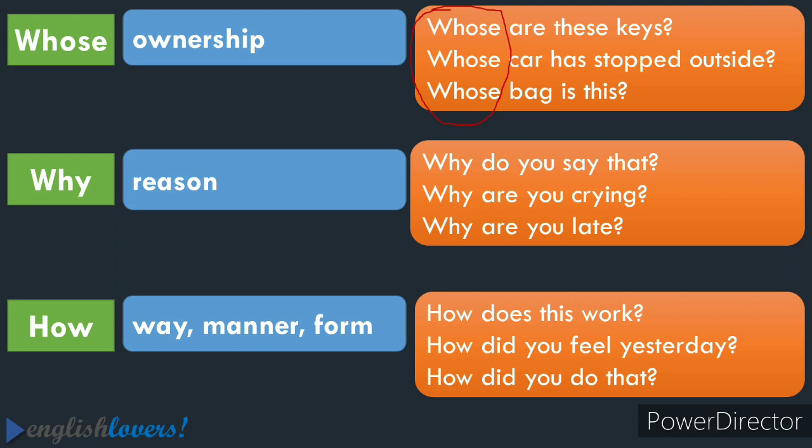Or how did you feel yesterday? So here also the speaker wants to know the way or manner that the listener felt yesterday. How did you do that? So here also the speaker wants to know the way in which somebody has done something. So how is used to ask for the way, manner or form.